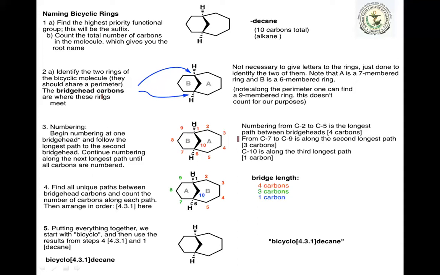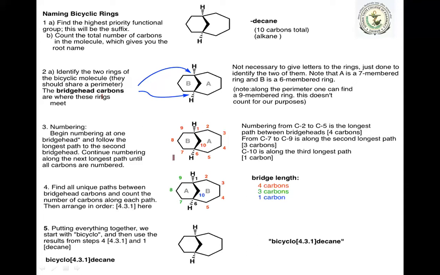So we give the numbering from this side: 1, 2, 3, 4, 5, 6. Now to the second one: 7, 8, 9. And to the third part, the carbon which is a bridgehead, you have to give the highest number. So it is 10. So the numbering is 1 to 10.